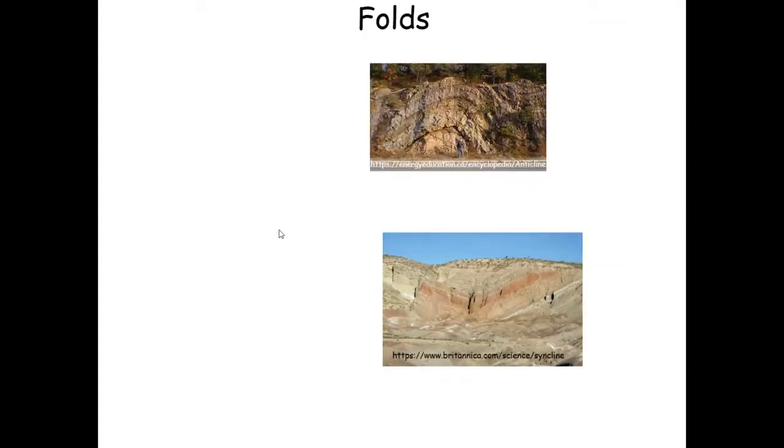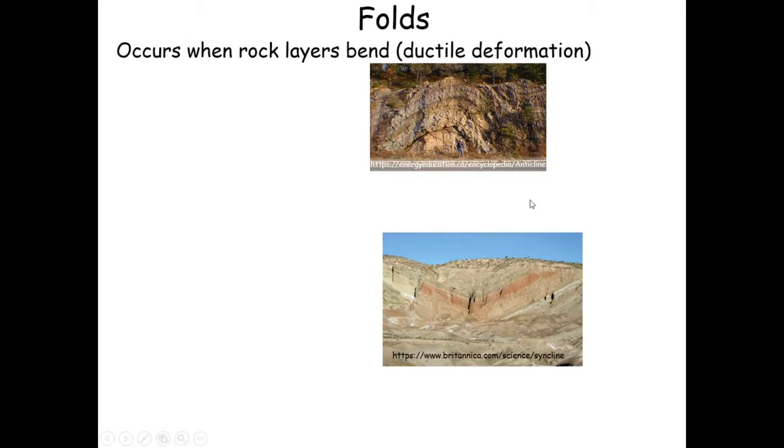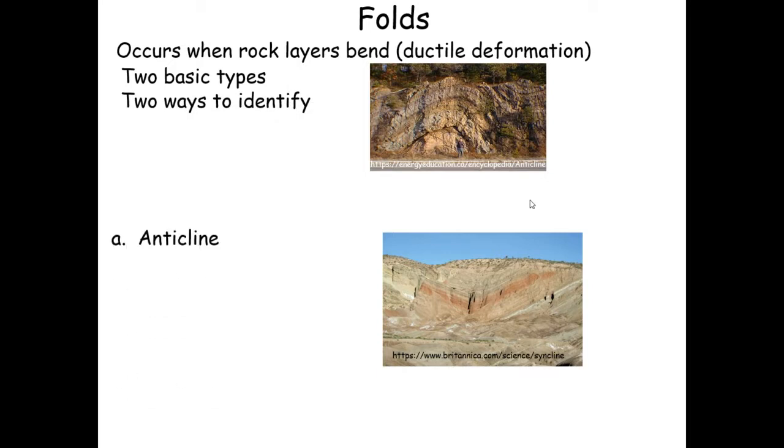This is a brief video on folds, kind of a follow-up to the fault videos that I showed previously. So what happens with a fold is when rock layers bend, and this is ductile deformation. This occurs pretty deep beneath the Earth's surface. There are two basic types of folds, and there are two ways to identify them.